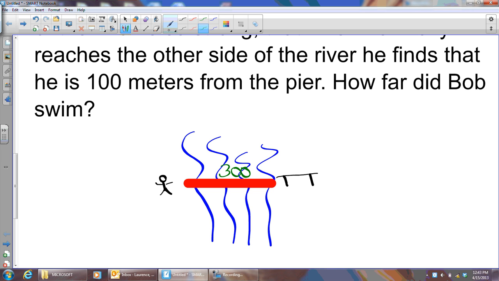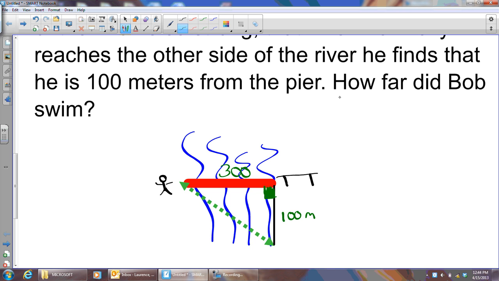Now, Bob swims like this. I mean, he's swimming along, but the current's pushing him down, pushing him down, pushing him down. And he ends up down here, and I believe that's 100 meters off target. So this is 100 meters. What have I just made? Well, if you said a right triangle, you are absolutely correct. This is a Pythagorean theorem problem.